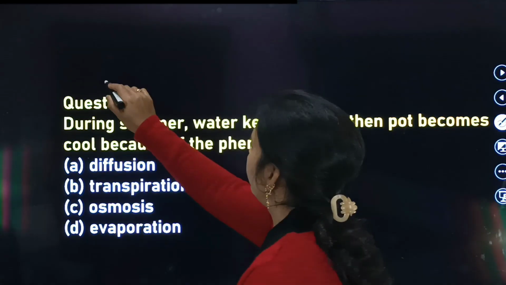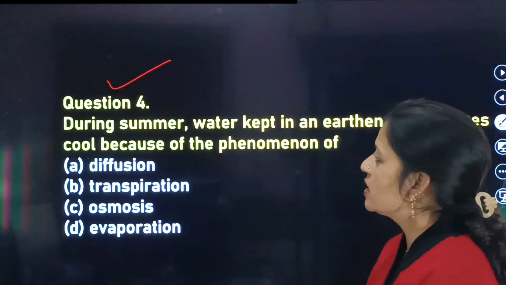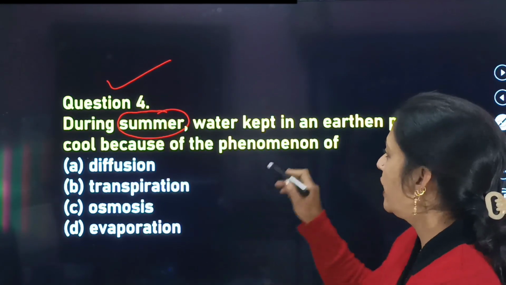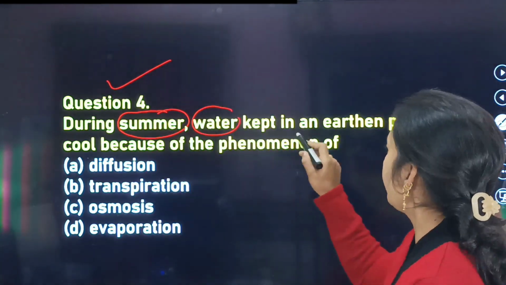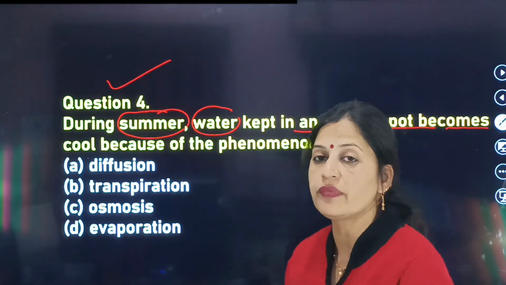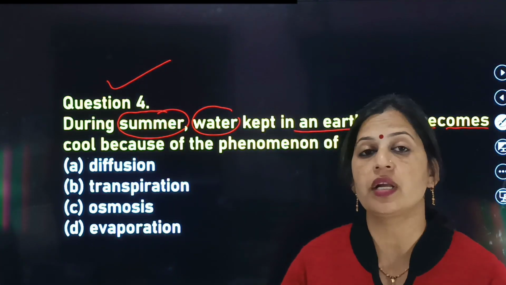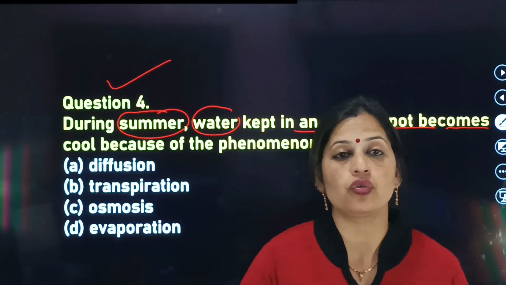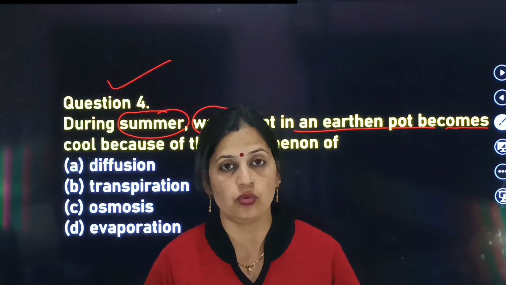Next is your question number 4, and your question number 4 is: during summer, water kept in an earthen pot becomes cool because of the phenomenon of. गर्मियों में आपने कई बार देखा होगा कि जब हम मिट्टी के घड़े में पानी भरते हैं तो पानी जो होता है वो ऑटोमेटिकली क्या होता है, वो ठंडा होता है.